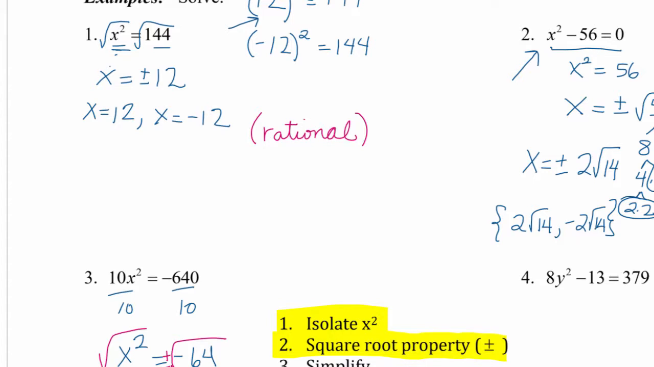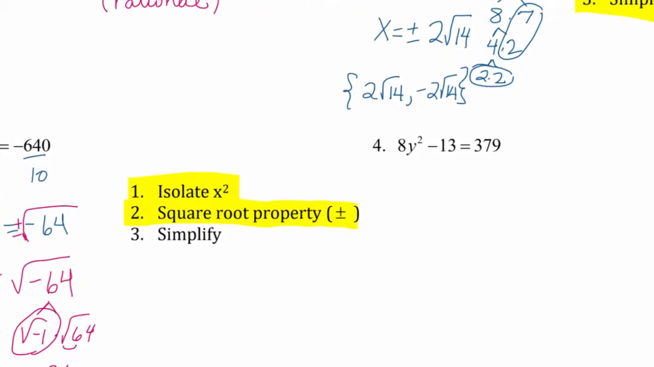But then in the second equation, do you notice we got that 2 square root of 14 and that negative 2 square root of 14? This square root of 14, when you put it in the calculator, that gives you a never-ending, non-repeating decimal, right? And do you remember that those square roots of non-perfect squares form irrational numbers, kind of like pi, all right? So in example number 2, our quadratic gave us two irrational solutions.